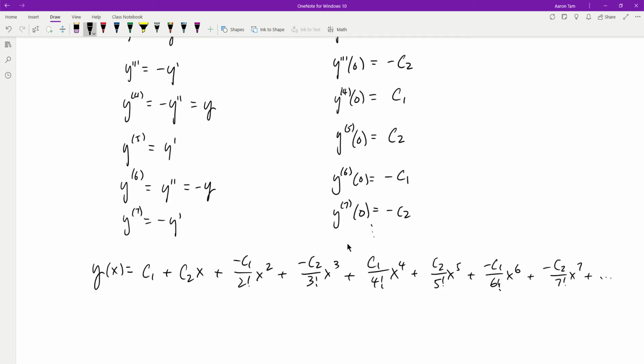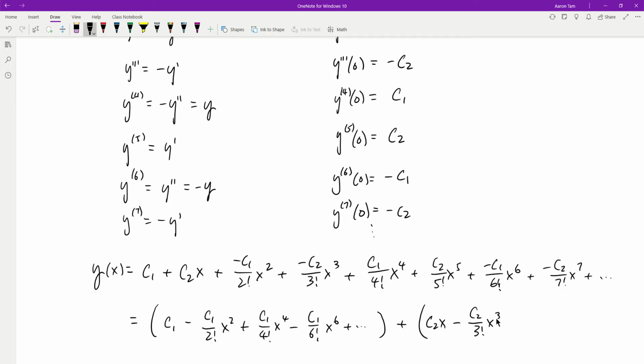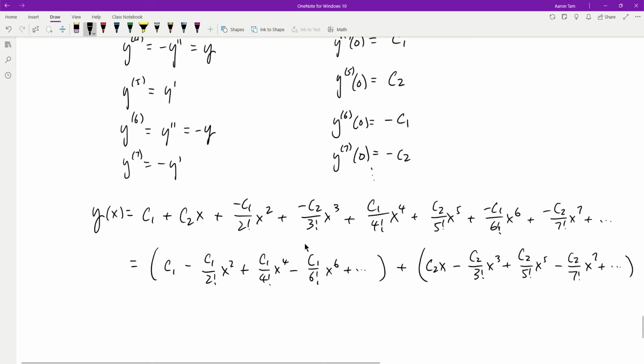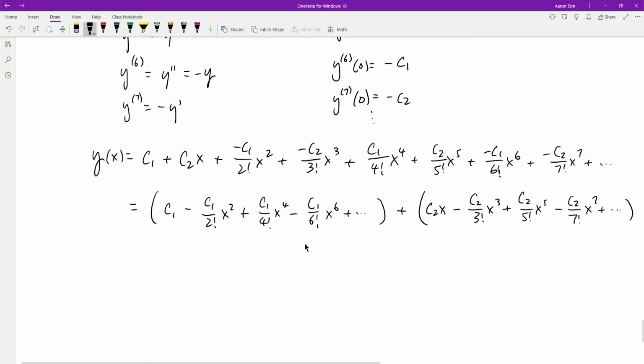So if I now do a little bit of organizing, I'm going to go and separate them into two series. One of them only involves C1. And then a second series only involves C2. And then what I'm going to do is factor out C1 from the first group with all the C1.